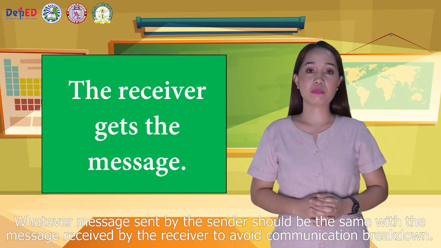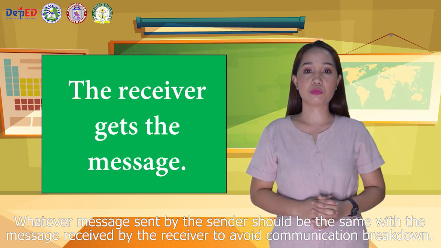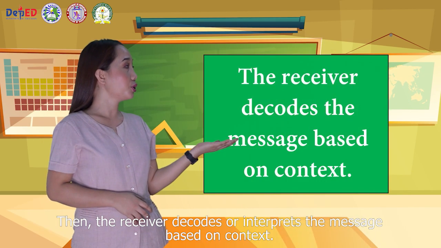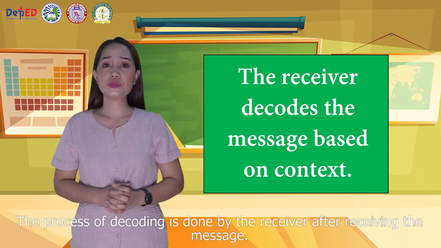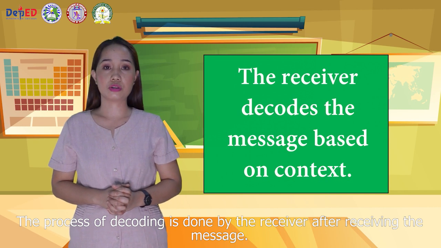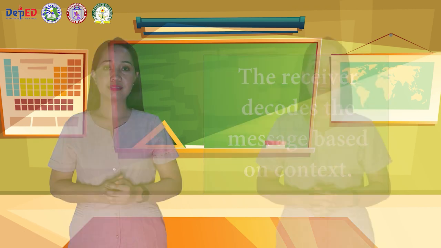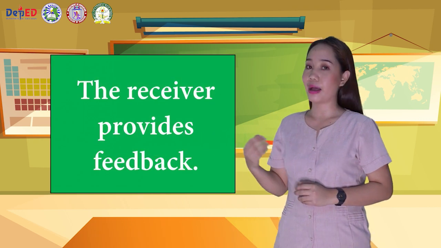Whatever message is sent by the sender should be the same as the message received by the receiver to avoid communication breakdown. Then, the receiver decodes or interprets the message based on context. The process of decoding is done by the receiver after receiving the message. The receiver tries to understand the words or actions of the sender.